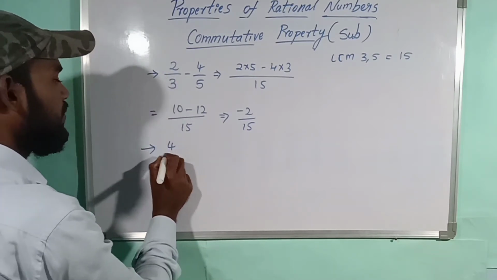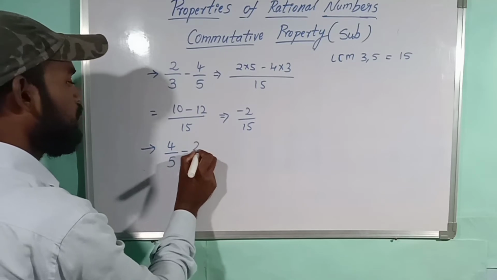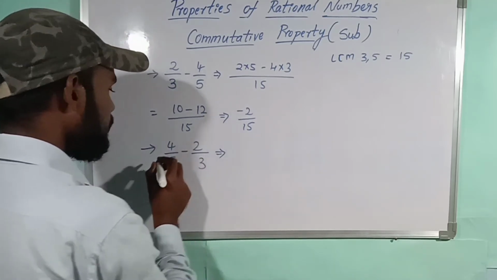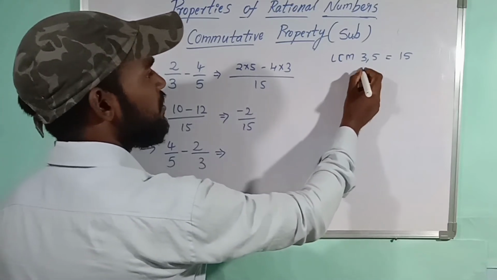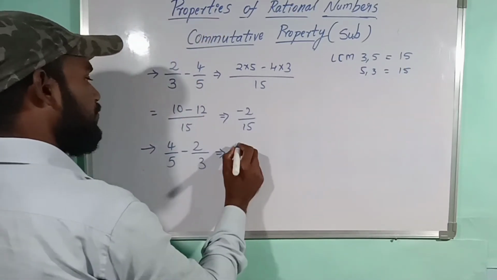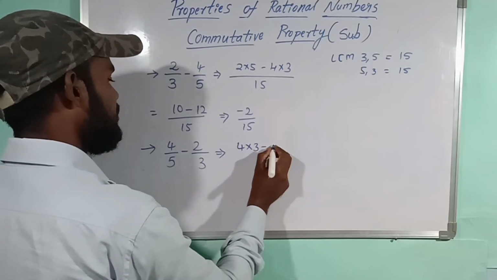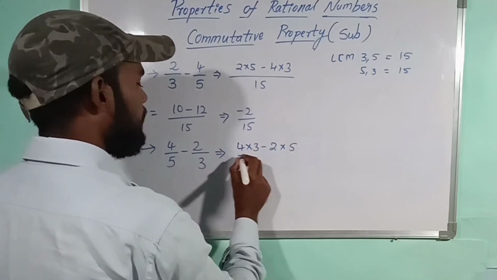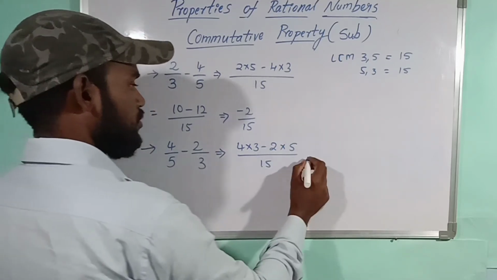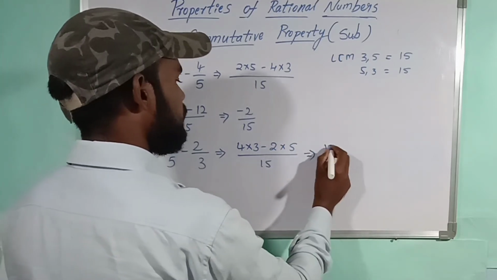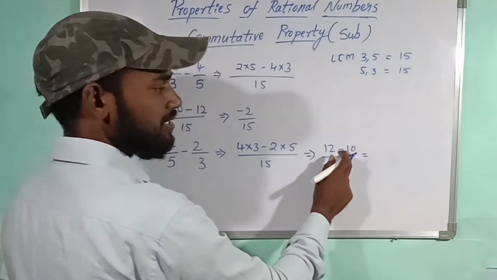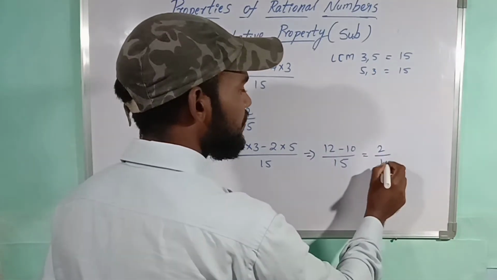Next, change the order: 4 by 5 minus 2 by 3. The LCM for 5 comma 3 is 15. So 4 into 3 minus 2 into 5 by 5 into 3, 15. 4 threes are 12 minus 10 by 15. So 12 minus 10, 2 by 15.